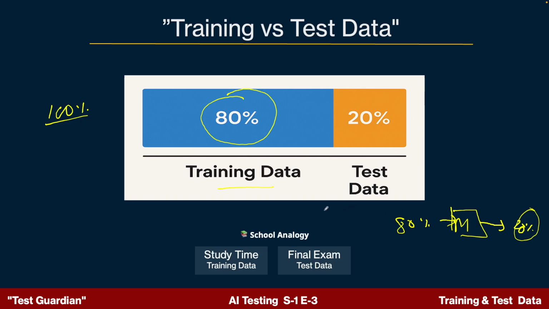Think of it like your school time. You go to school, you study hard, and then you go for the final exam. So during the study time, that was your training data. And during the final exam, that is your test data, to verify whatever you have learned. Can you apply that knowledge in the final exam? Because you haven't seen those questions before, right? So that is the meaning of training and test data. You train the model, then you test the model.